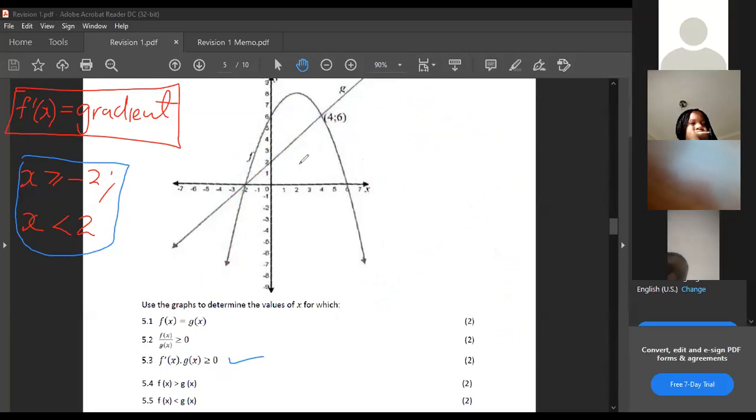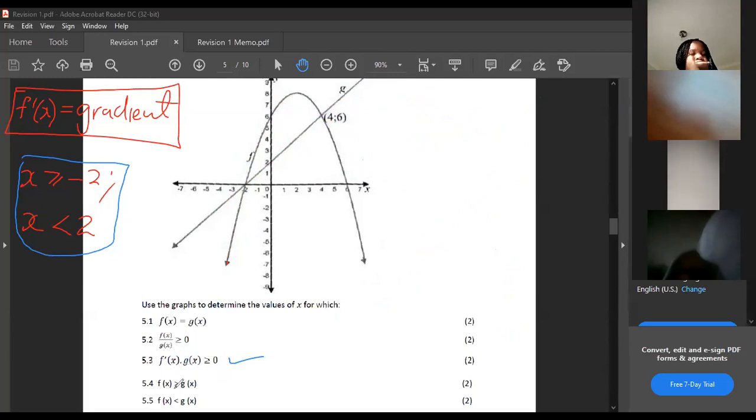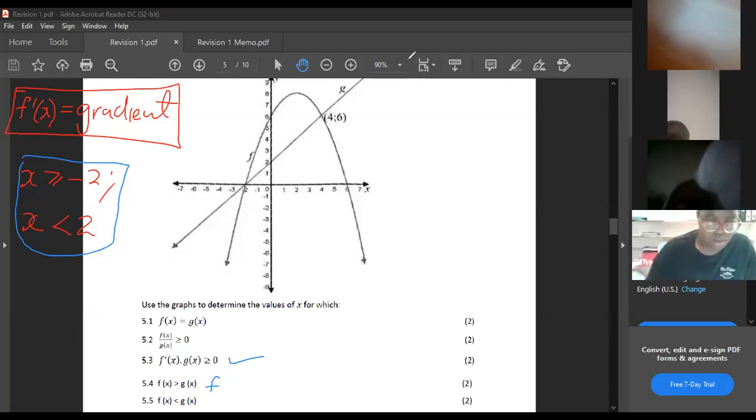Okay, so now what is this one saying? It's saying f greater than g. Right, this one is saying f greater than g, which means f above g. F greater than g means f above g.